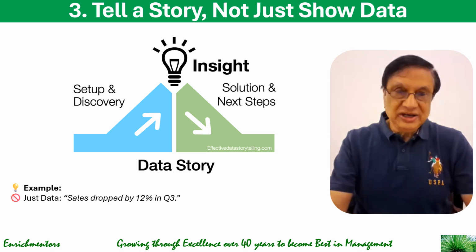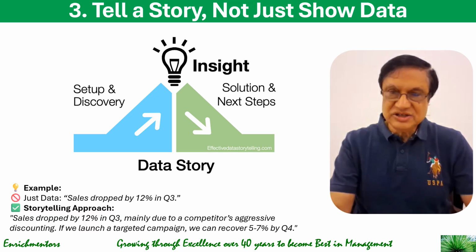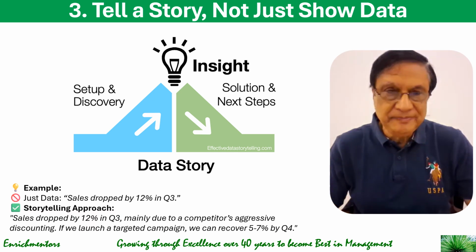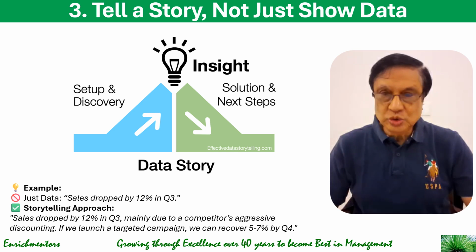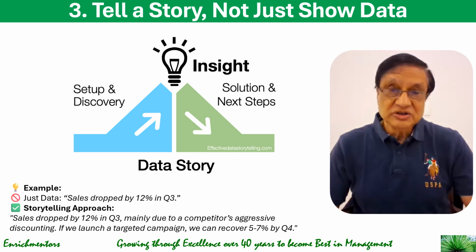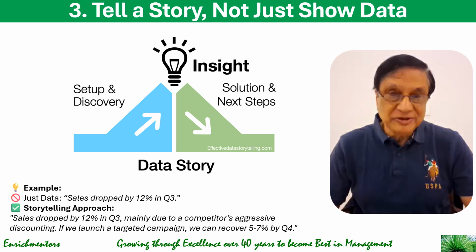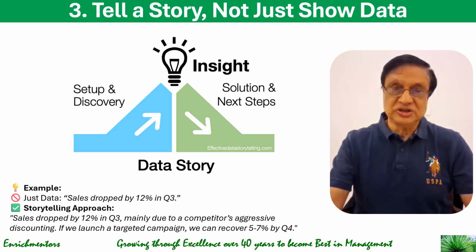Instead of that, a storytelling approach would be to say sales dropped by 12% in Q3. This was mainly due to competitors' aggressive discounting. And if we launch a targeted campaign, we can recover 5 to 7% by Q4. That's a full story. That has the problem, the insight, the reason for the problem, and the proposed solution.